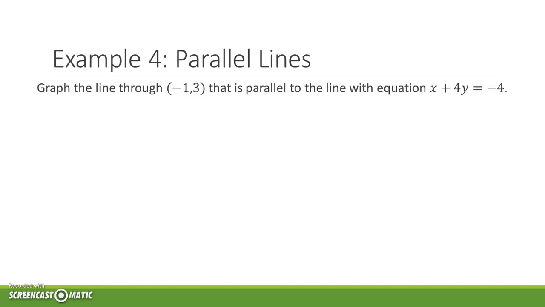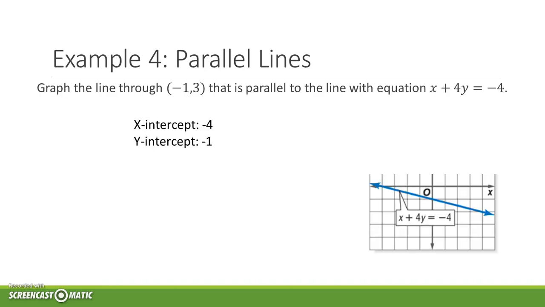So our parallel lines example: graph the line through -1, 3 that is parallel to the line with the equation x plus 4y equals -4. So the x-intercept is -4 and the y-intercept is -1. According to our equation, we plug in 0 for x and 0 for y. So we're going to use these x-intercepts and y-intercepts, and that gives us this original graph. So we're just graphing the original equation.